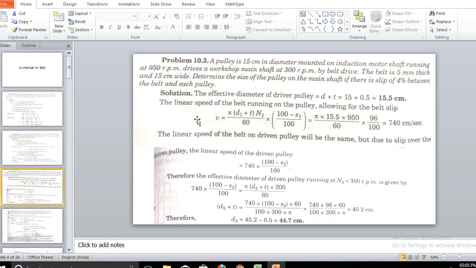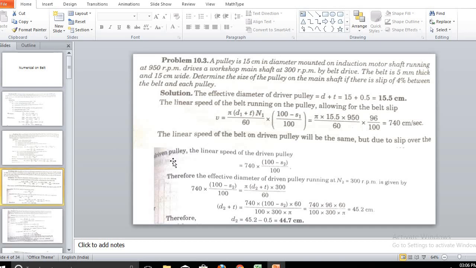Now thickness is given here as 5 mm. So the diameter changes by considering thickness, d plus t. 15 plus 0.5, so 15.5 centimeter is the diameter after considering thickness.